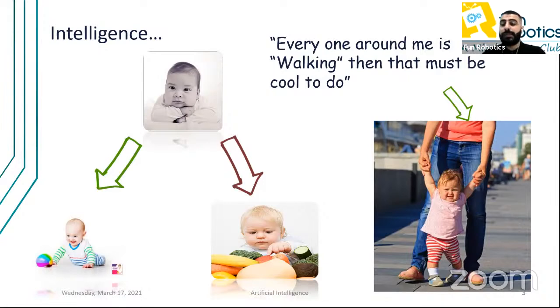For instance, how does a baby learn? Some thoughts come into his mind. Everyone around me is walking, so that must be cool. Why don't I try to do that? And then the baby starts to crawl at a certain age and then stand up on two feet, balance. He does that all on his own. Maybe parents aid him a little bit, but just the fact that he started to crawl and try to do things is just the nature of how a baby is born. He's looking around him, teaching himself, basically learning.